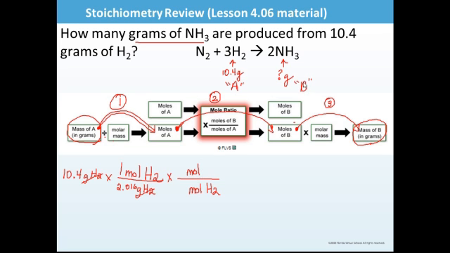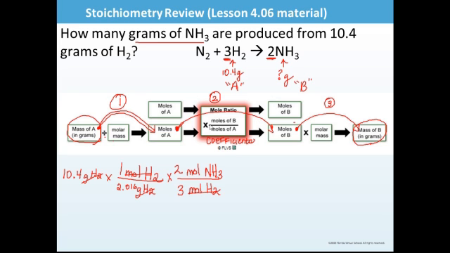Now remember, what was B? Our second chemical is the chemical the question asks for. And so that is going to be NH3. Remember from 4.06 regular lesson that the mole ratio are the coefficients in the balanced equation. We go to the balanced equation and we get those big numbers out front. NH3 has a number 2, H2 has a number 3. My units cancel. I'm left with moles of NH3.